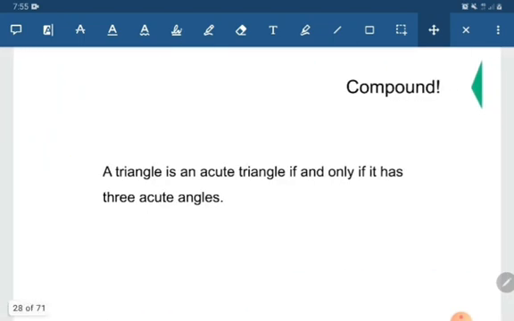A triangle is an acute triangle if and only if it has three acute angles. So this one is a bit more complicated. Which one is the first statement? This one is the first statement. A triangle is an acute triangle. And the second one, it has three acute angles. Your connective is if and only if.